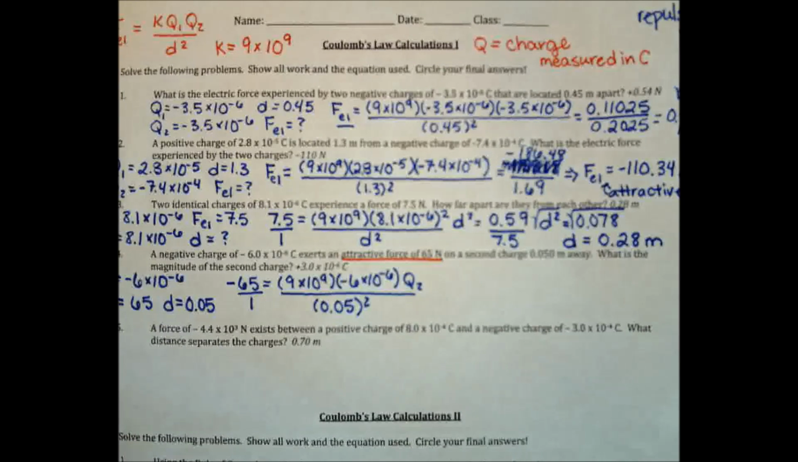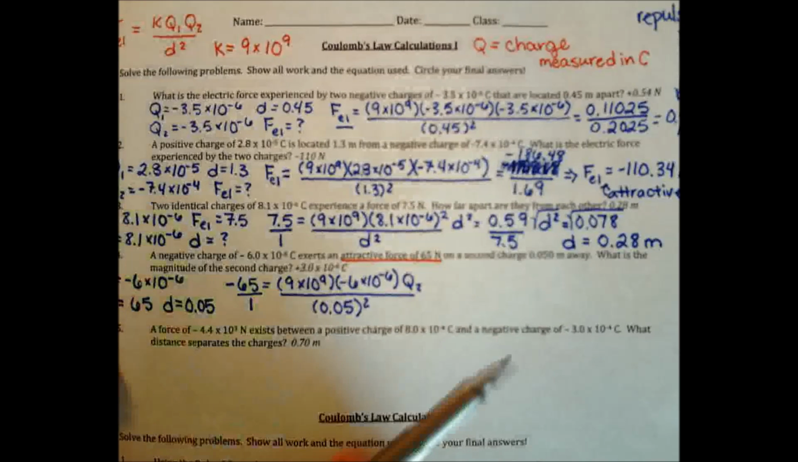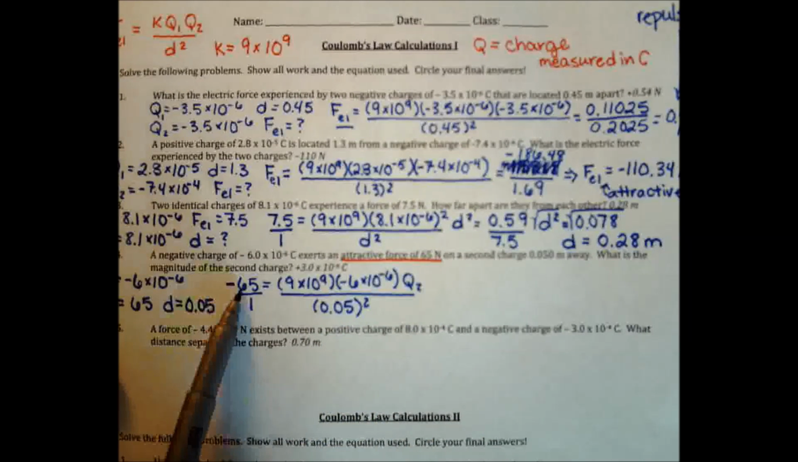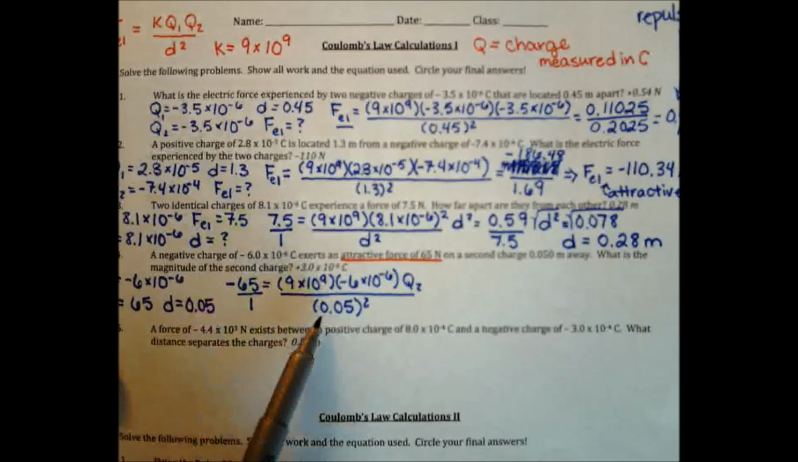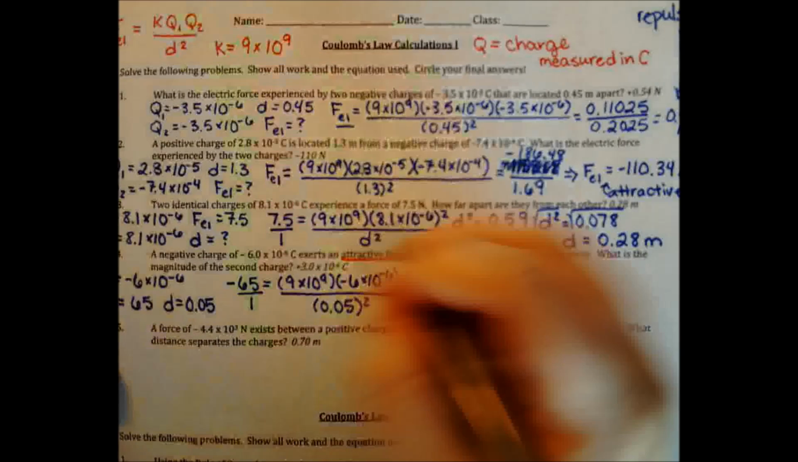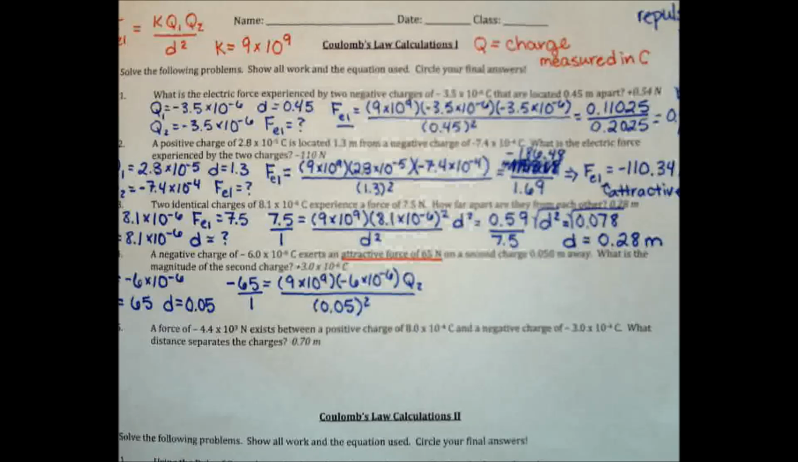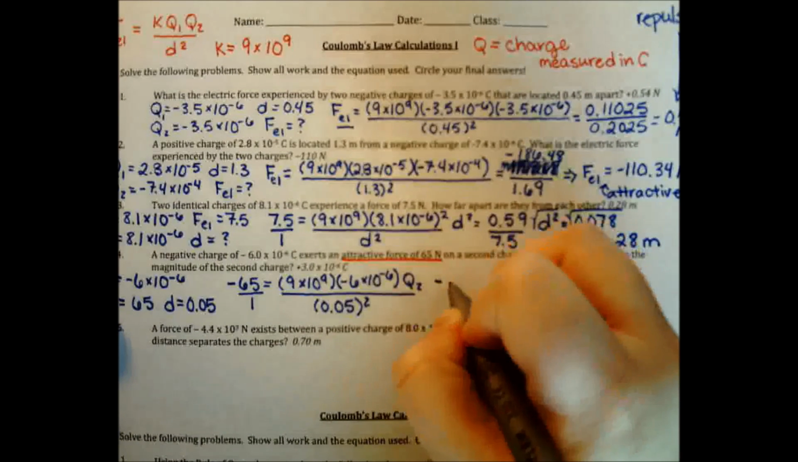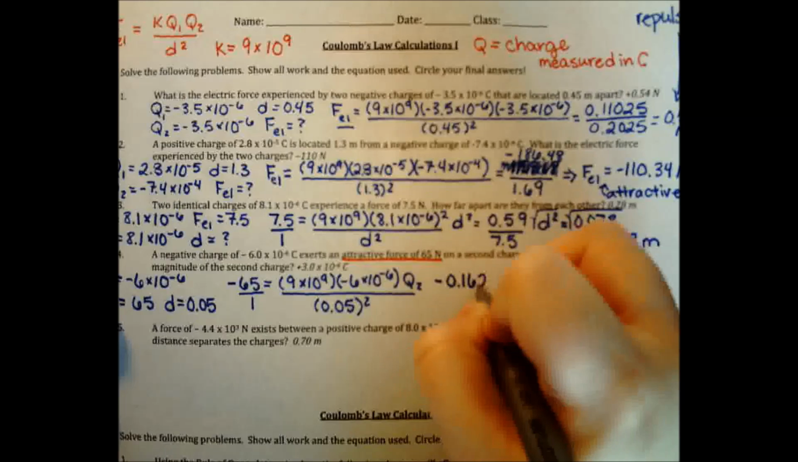Alright, so here's what I'm going to do for the sake of space. Hopefully this won't confuse anybody too badly. I am still going to cross multiply. I am going to multiply 65 times 0.05 squared. So that gives me negative 0.1625.